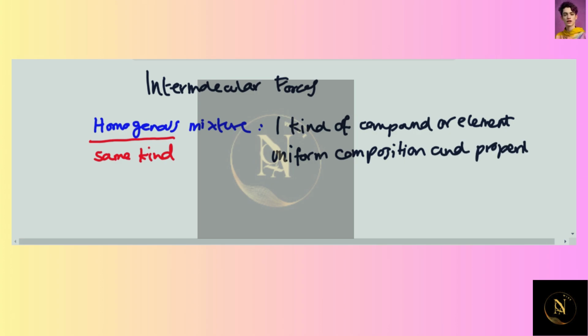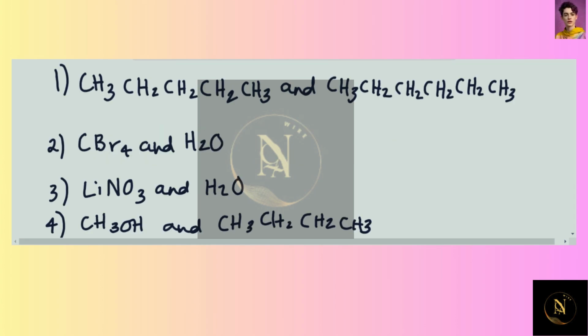This is why air is a perfect example of a homogeneous mixture, because it has the same composition throughout, of gases such as nitrogen, oxygen, carbon dioxide, etc. So these are the four pairs of molecules that we have to look at and see if they can mix together to form a homogeneous solution.